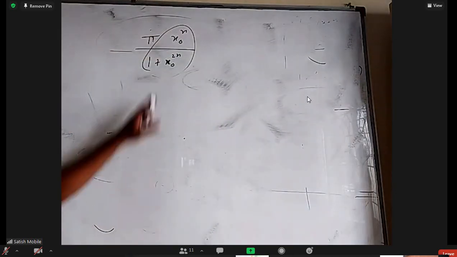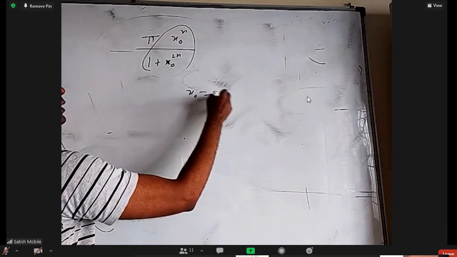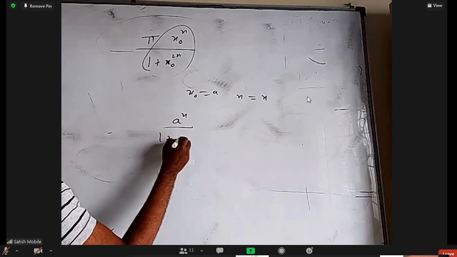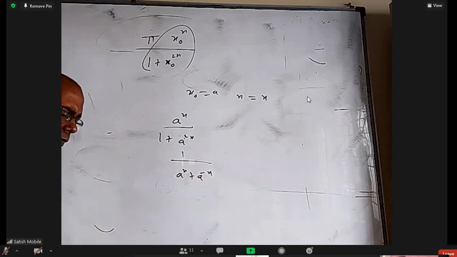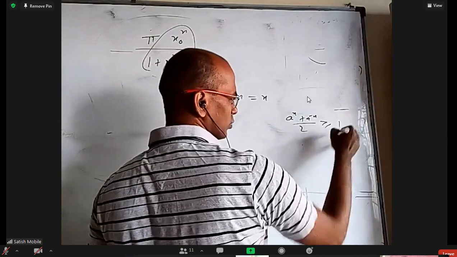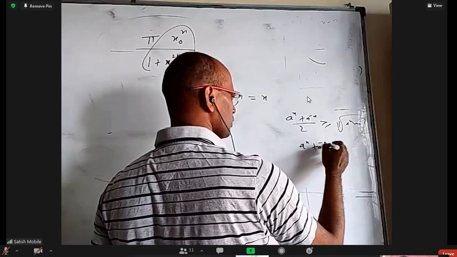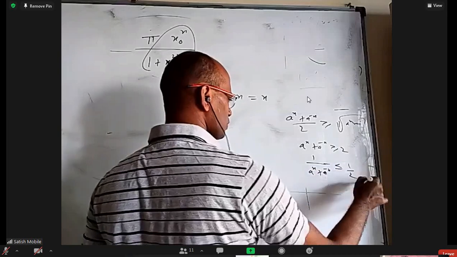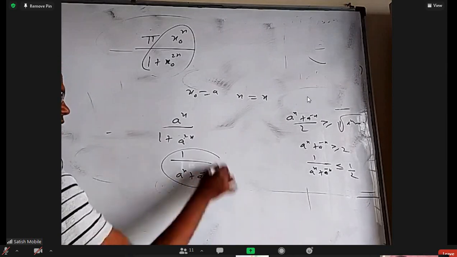So we are dealing with pi into x naught power n by 1 plus x naught power 2n. I want to take x naught as a and n as x for your understanding. It will be a power x by 1 plus a power 2x. It is 1 by a power x plus a power minus x. According to the AM-GM inequality, a power x plus a power minus x by 2 is greater than or equal to root over a power x into a power minus x. So a power x plus a power minus x is greater than or equal to 2. So 1 by a power x plus a power minus x is less than or equal to 1 by 2. So this is definitely less than or equal to 1 by 2.